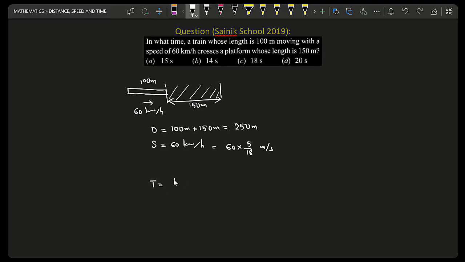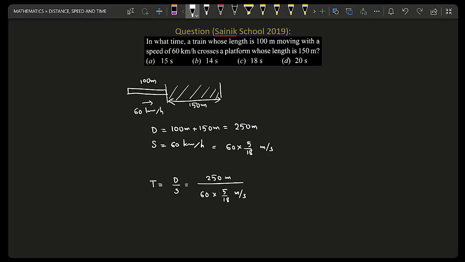Time, what is the formula? Distance by speed. Yes, sir. Now, distance, you substitute 250 meters. And what is the speed? Just write as it is. Speed is 60 into 5 by 18 meter per second. Now, you can start cancelling, right? How to simplify this?